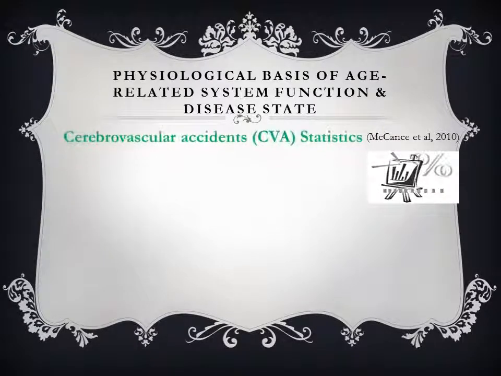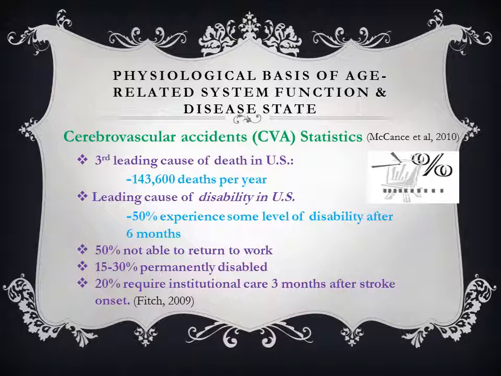Let's begin by speaking about statistics of cerebrovascular accidents, otherwise known as CVAs. CVAs are the third leading cause of death in the United States, resulting in 143,600 deaths per year. CVAs are also the leading cause of disability in the United States, with 50% of individuals experiencing some level of disability after 6 months of onset.